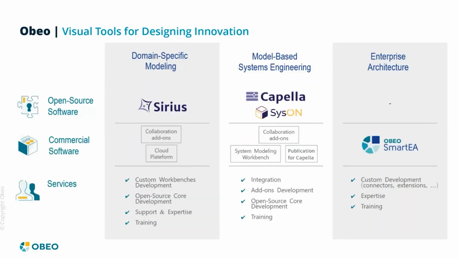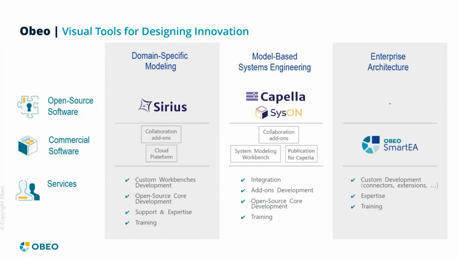We address three strategic domains along three axes. So open source, commercial software, and services are the three axes. We have an offer related to domain-specific modeling in general, where we develop and maintain Sirius in open source and propose professional add-ons and services on top of it.